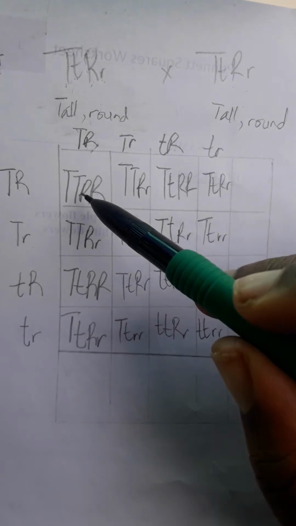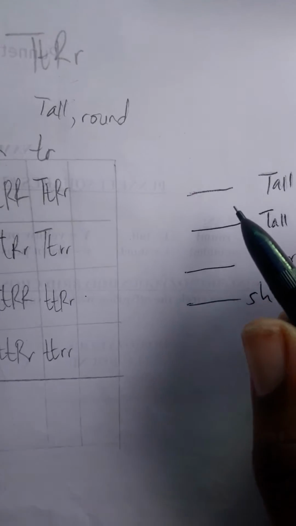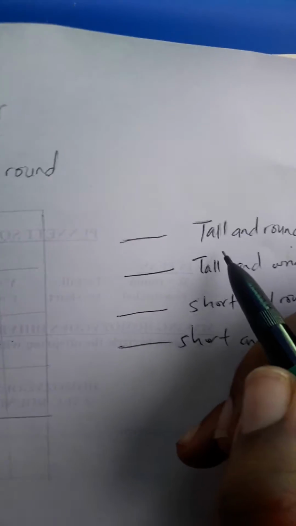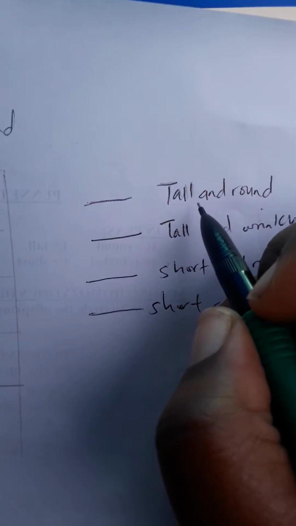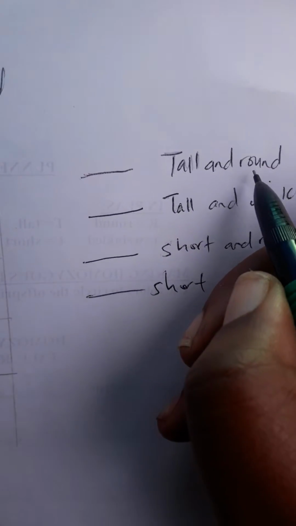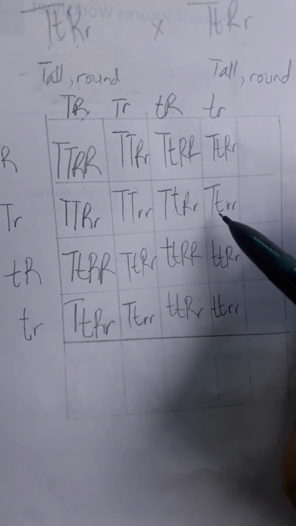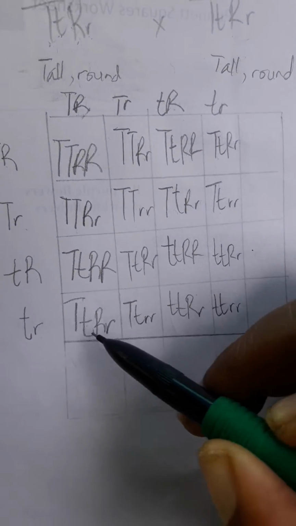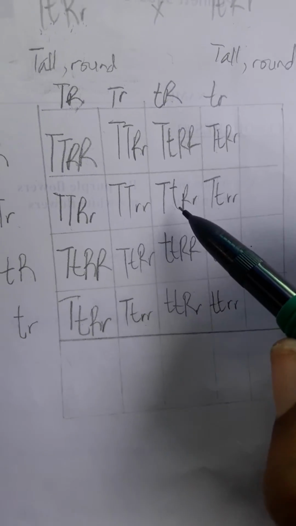All right. So now let us fill out this side of the sheet where it says how many would be tall and round. Now remember, in order to be tall and round, you must have a capital T and you must have a capital R. So let us look at that. Capital T, capital T. So we're getting 1, 2, 3, 4, 5, 6, 7.